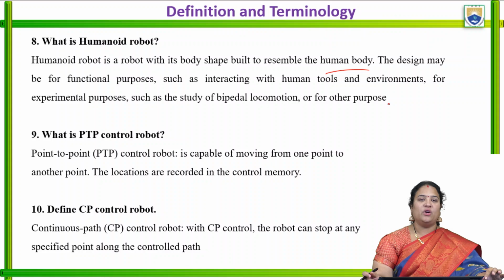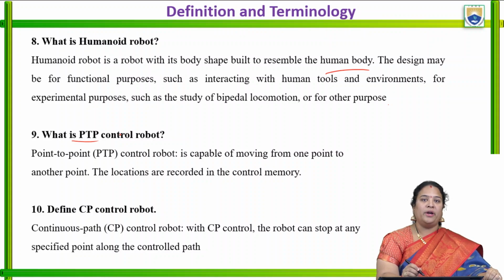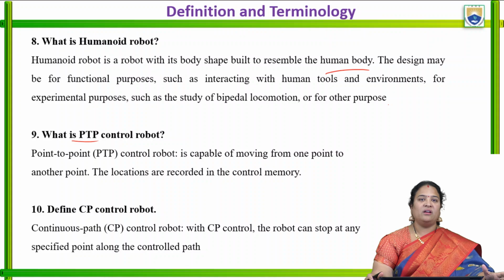What is a PTP control robot? What do we mean by PTP control robot? PTP control is nothing but point-to-point control robot. That is, any particular robot which has control on each and every point, starting from the initial stage to the end point, where the robot is handling the material handling process.